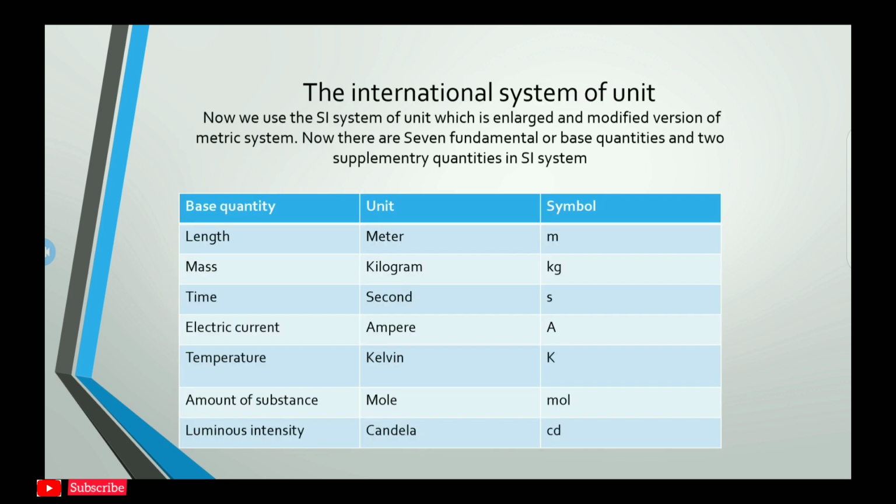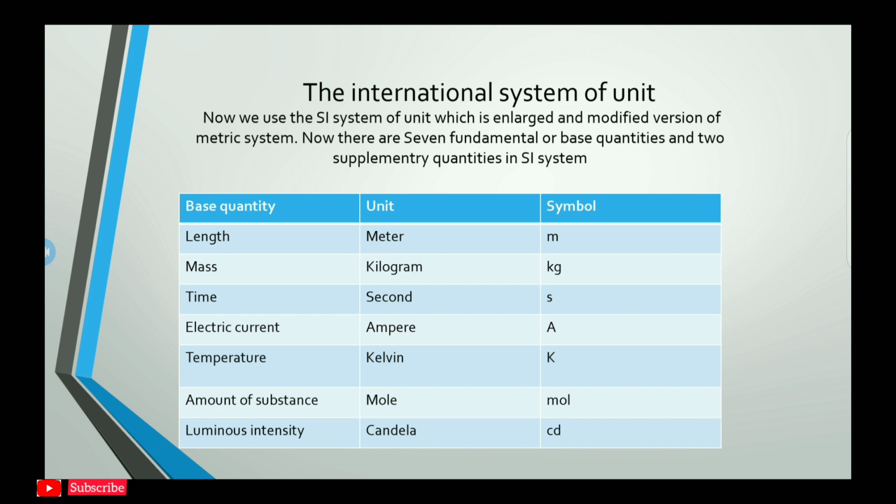The system of units which is used to measure physical quantities is the International System of Units. Now we use the SI system of units, which is an enlarged and modified version of the metric system. There are 7 fundamental or base quantities and 2 supplementary quantities in the SI system. The 7 fundamental quantities of the SI system are length, mass, time, electric current, temperature, amount of substance, and luminous intensity.